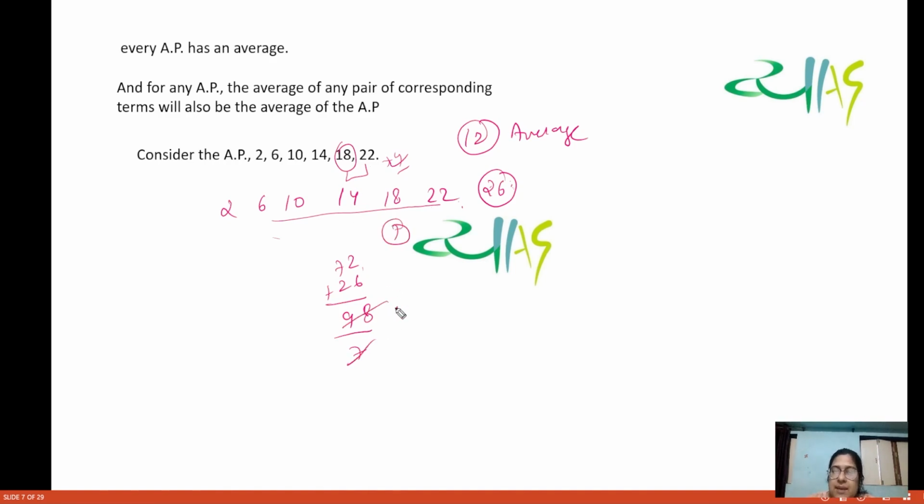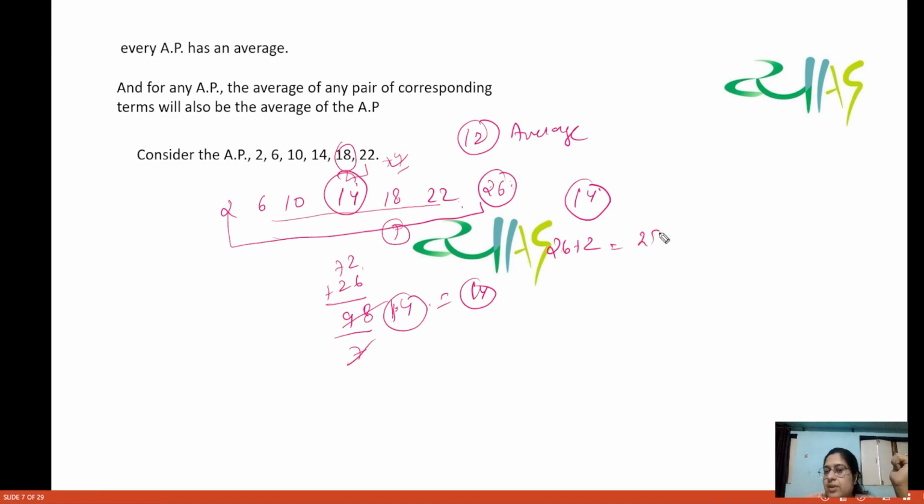And what is the average I am getting? 7 ones are 7, 7 fours are 28, so 14 is your average. And your middle term is 14. Then add the first and last numbers, 26 plus 2. You have 28 by 2, so 14 is your average.